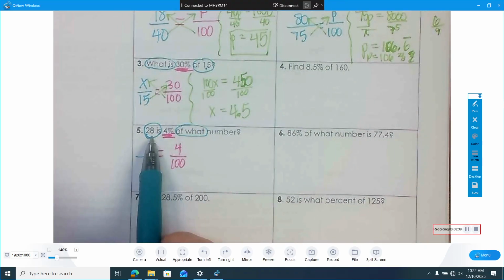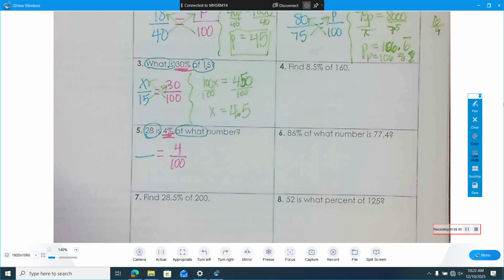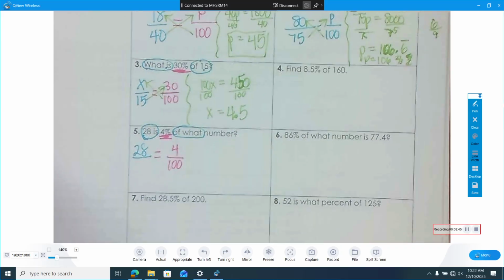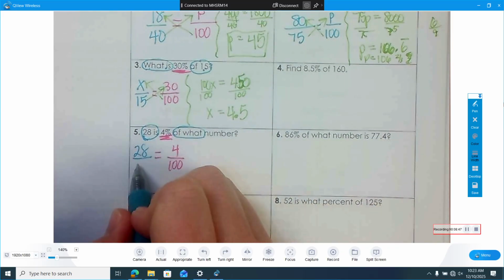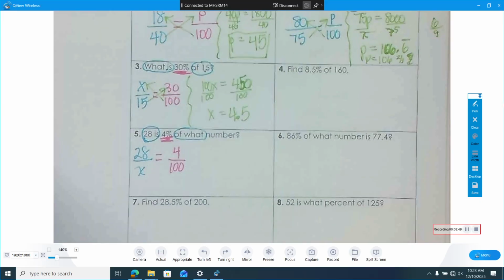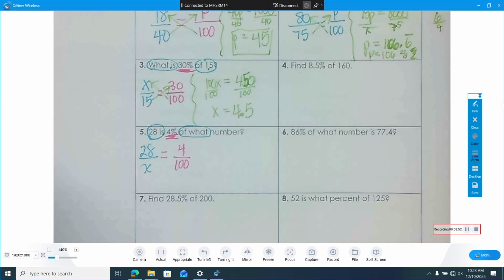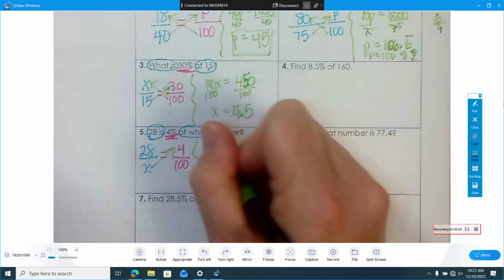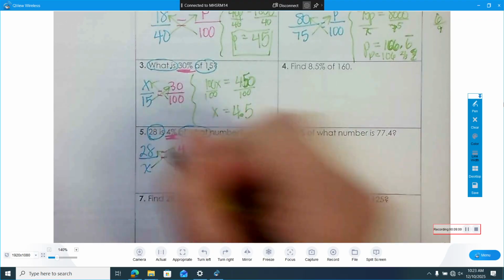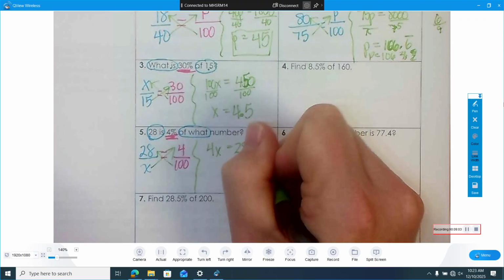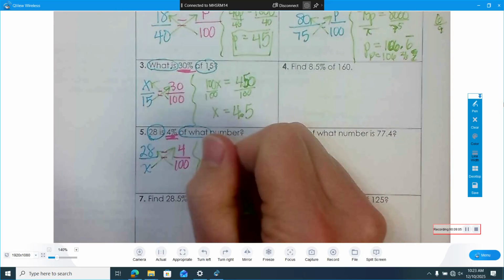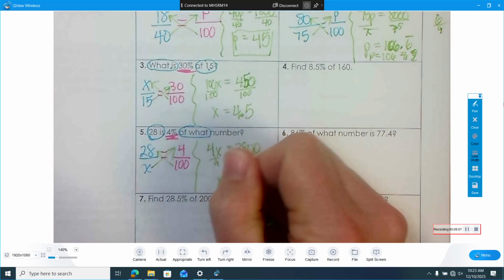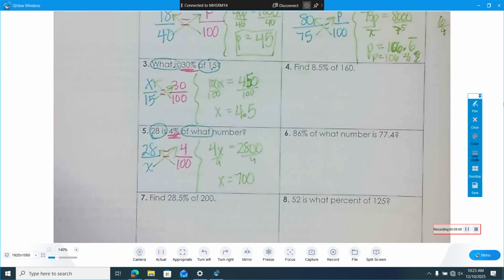And then this says 28 is something of what number? Where does the 28 go? Top. 28 is something out of a particular number. Out of, we don't know, so we're going to call it X. All right, we're going to cross multiply to solve. 4 times X is 4X, and 28 times 100 is 2,800. And we can divide by 4, so we get X equals 700.